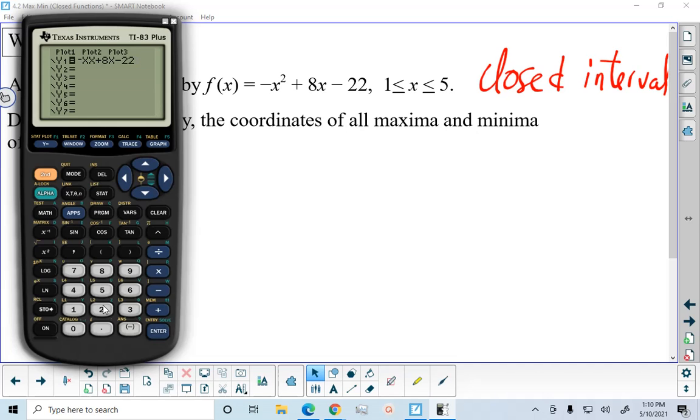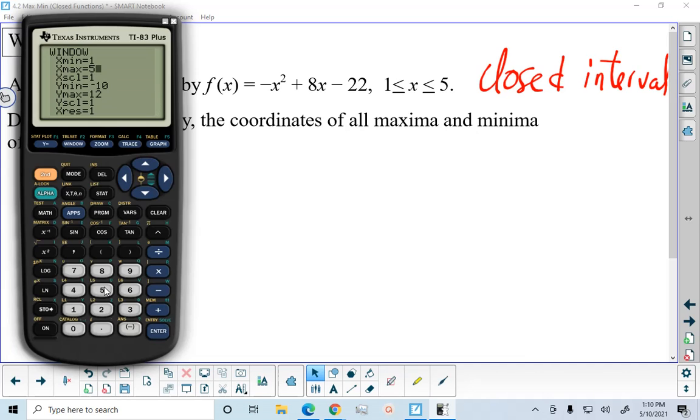But because of that restriction on the domain, this graph is not a parabola. It's only part of a parabola. We only want to look from 1 to 5. So in my window setting, I'm going to go from x equals 1 to x equals 5. Now, what do I put for my window settings vertically?